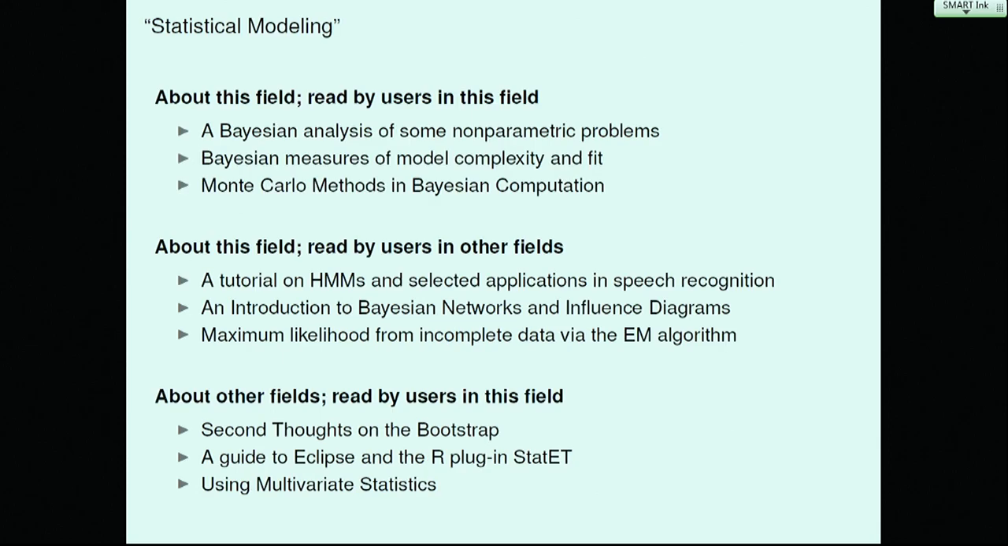And we can do this with each topic, right? That was just one topic. So for the statistical modeling topic, we find people that read statistical modeling want to read papers like a Bayesian analysis of some nonparametric problems. That's the classical Dirichlet process paper from 1972 or 3. Bayesian measures of model complexity and fit. That's, I think it's Spiegelhalter, I can't remember, classical paper about model selection, and Monte Carlo methods in Bayesian computation, book about MCMC. All right, these are papers about statistical modeling for readers of statistical modeling. Now let's look at the list of papers about statistical modeling for people who like other things, and you see the famous Rabiner tutorial on HMMs, you see the Heckerman tutorial on Bayesian networks, and you see the EM paper popping up as one of these interdisciplinary papers.